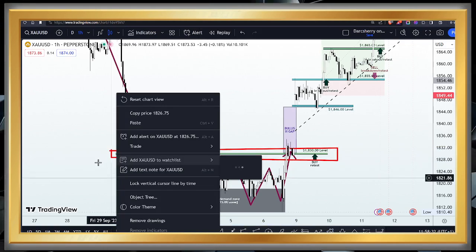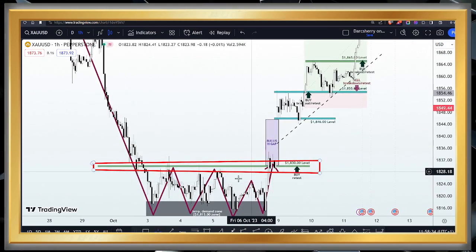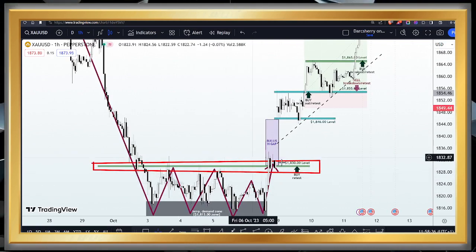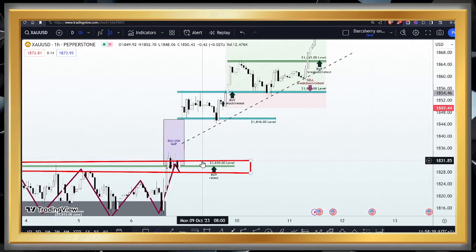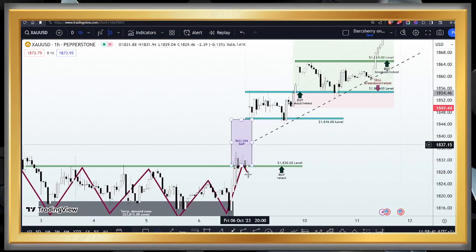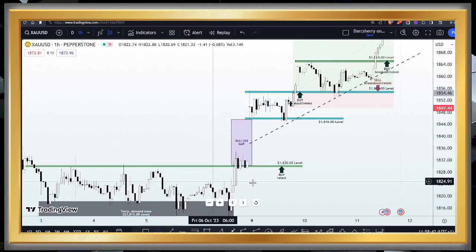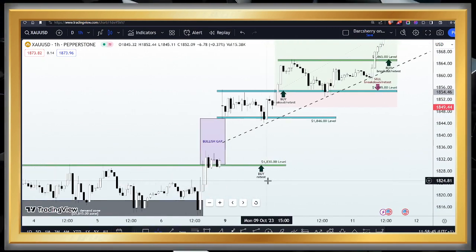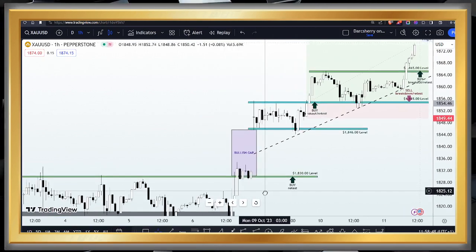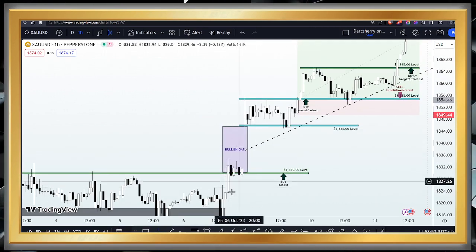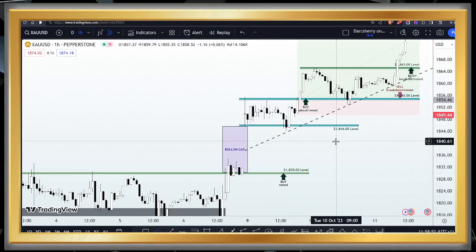$1,830 area. Now, we were waiting for the breakout of the structure to happen last week, and look at what happened at the beginning of this week. We saw a bullish gap which reflects the tendencies of trading activities during the course of the weekend. And since the breakout happened, this had validated that reversal pattern.